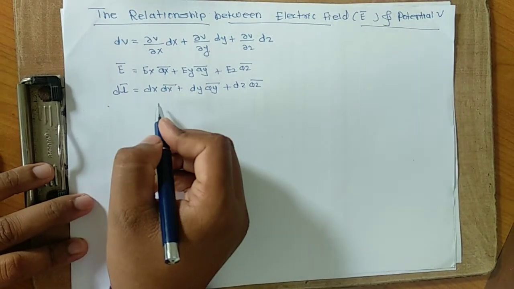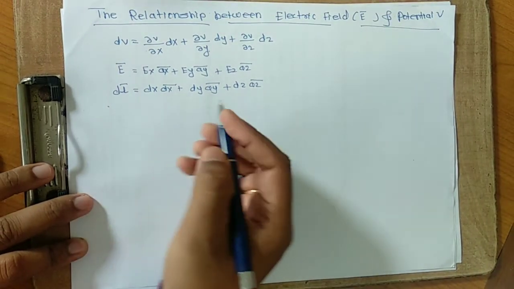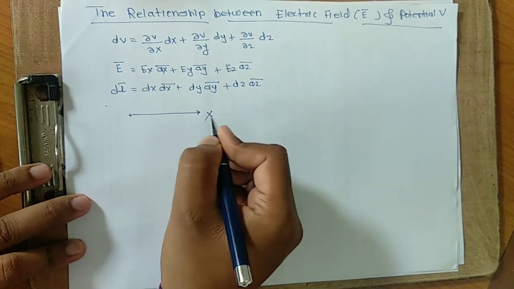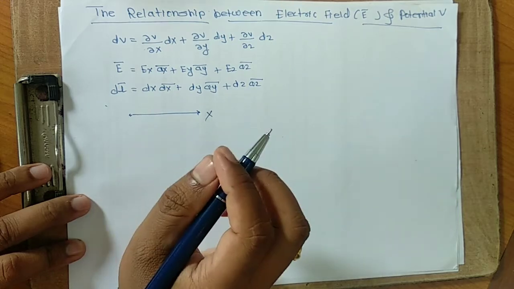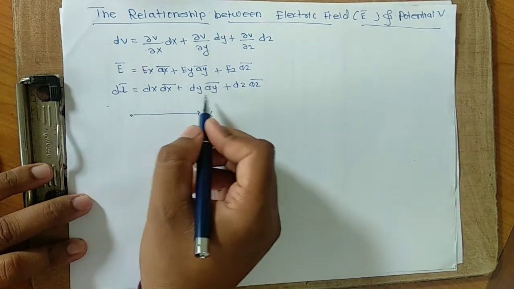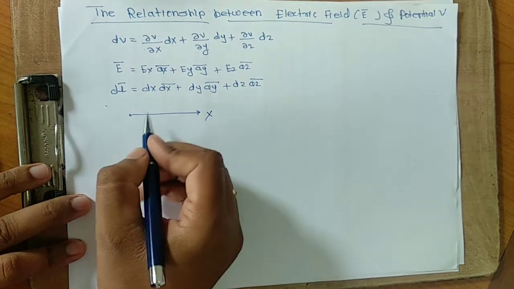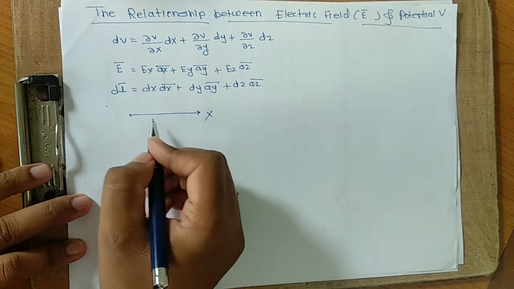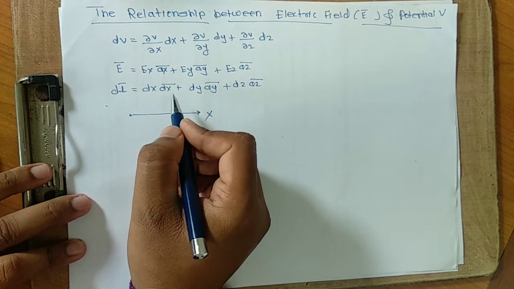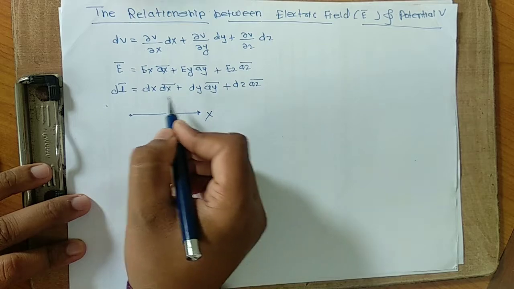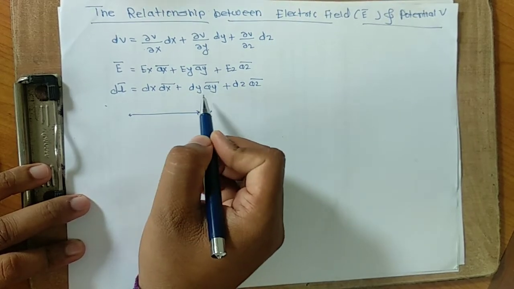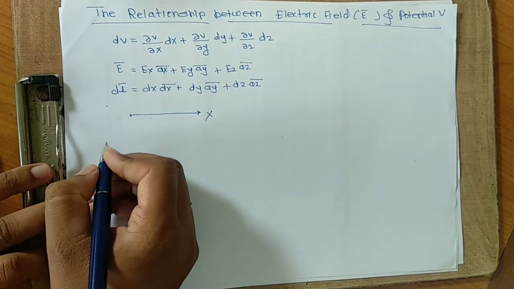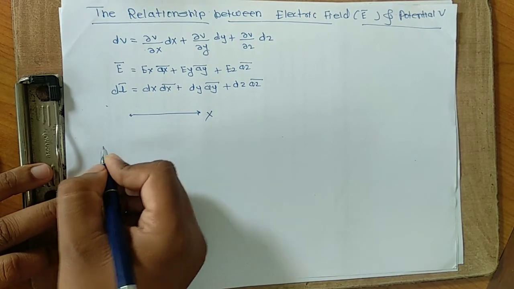Suppose the line is in the direction of x. Then the other coordinates will be 0 on this differential length; dy and dz will get cancelled because this line is in the direction of the x axis. But we don't know the direction, so we have to write all the components: dx Ax bar, dy Ay bar, and dz Az bar. Now we have to see the relation.